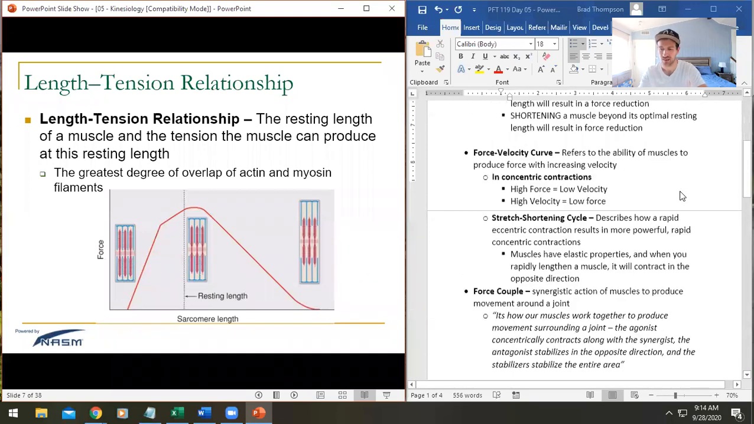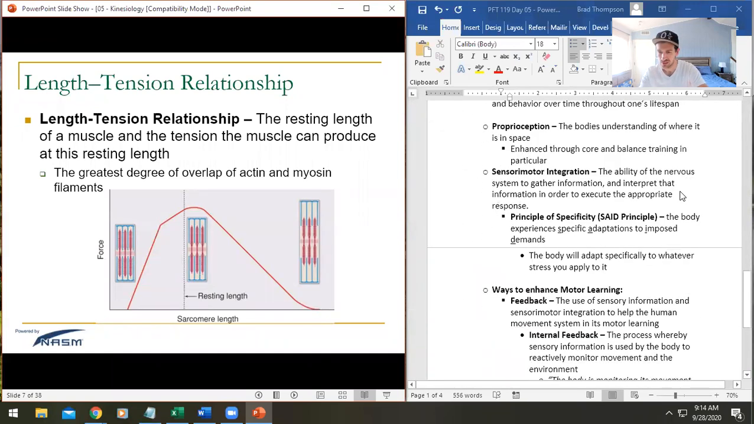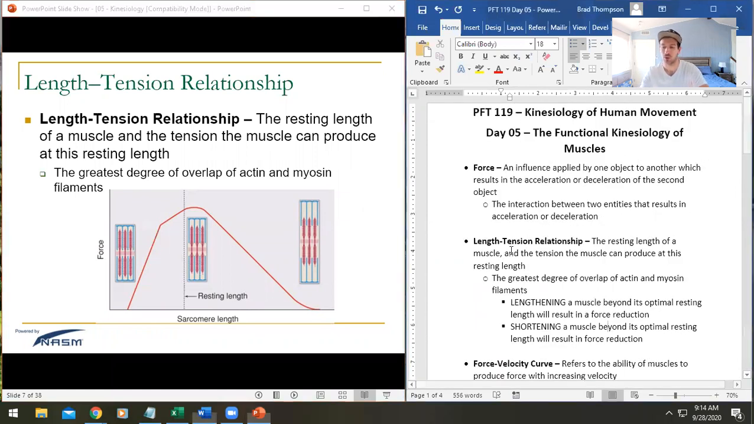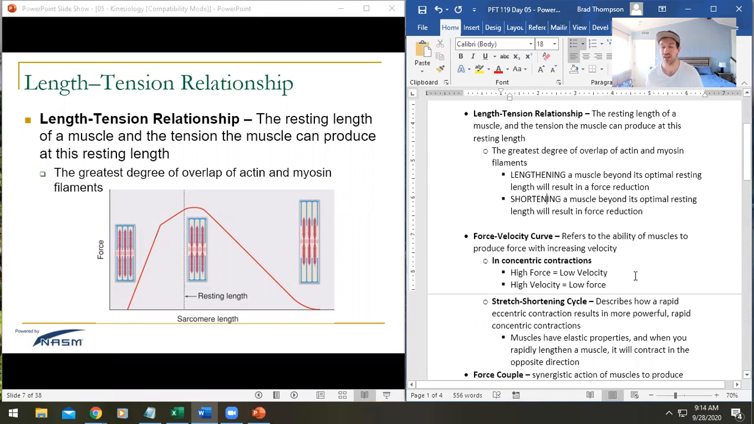And I would say this is the most important thing of today's lesson, right here, right off the bat. We need to understand what is called a length tension relationship. It's the relationship between the length of a muscle and the tension that muscle can generate. There are actually two definitions here. It is the resting length of a muscle and the tension that muscle can produce at that length.